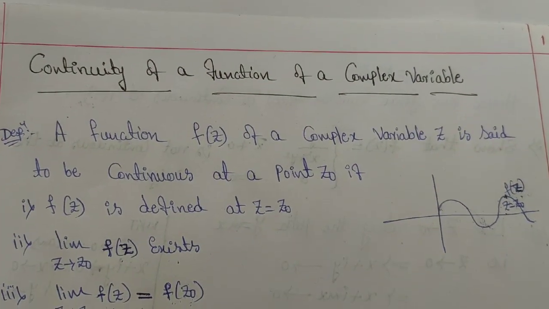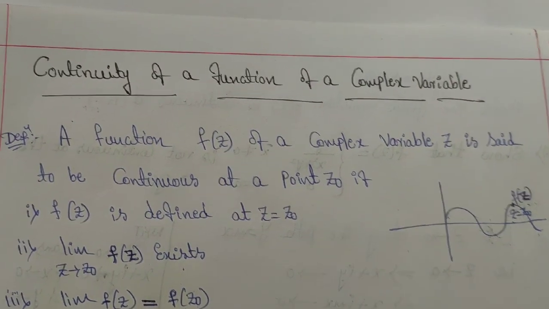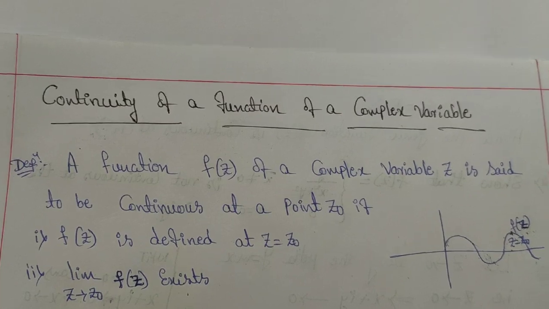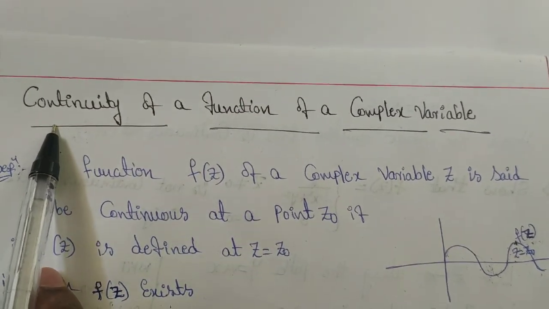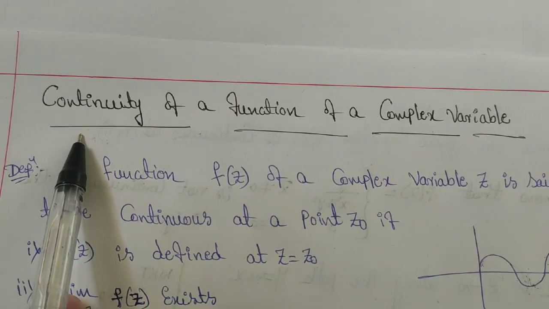Today we will discuss continuity of a function of a complex variable. Before going to study this, we have to know about continuity. What is meant by continuity? Continuity means continuous, that means without gap.